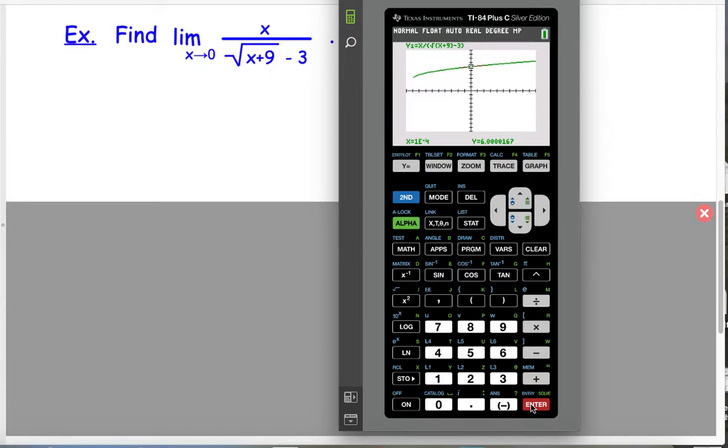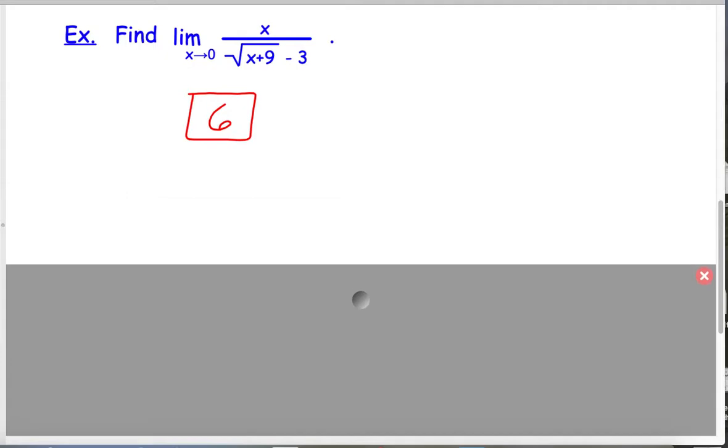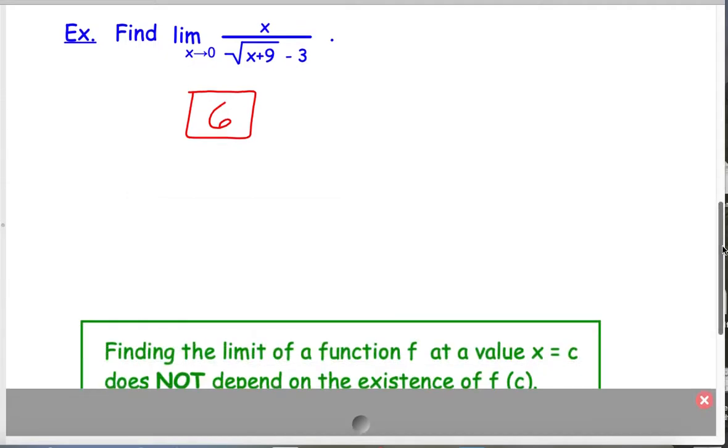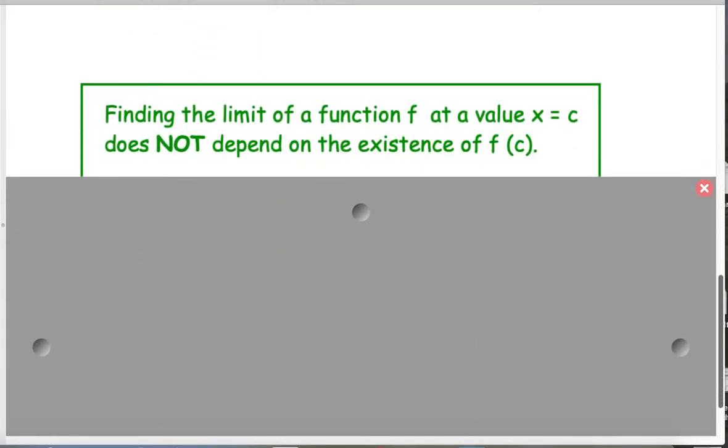So I think we're pretty confident from tracing on the graph, even though this function is not defined at 0, the limit as x approaches 0 is equal to 6. And so that's the really, really important concept of limits. And I've spelled it out here for you. Finding the limit of a function, f, at a value x equals c does not depend on the existence of f of c. So we really don't even care what happens at that c value.